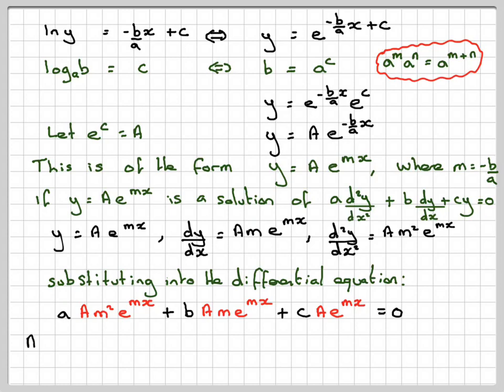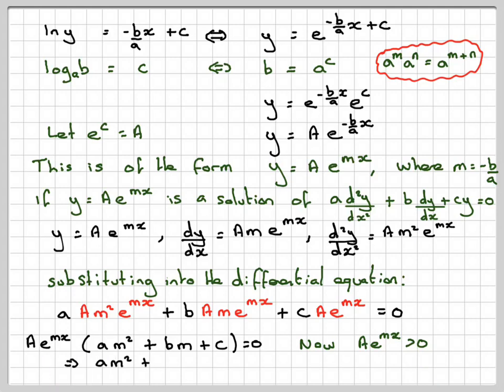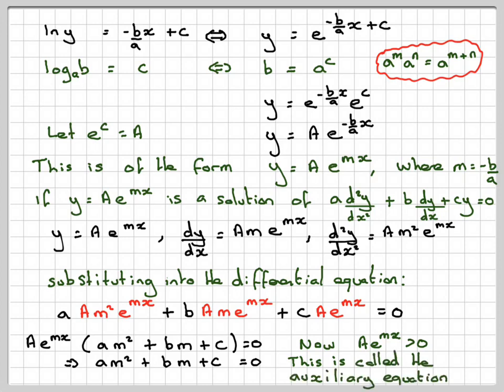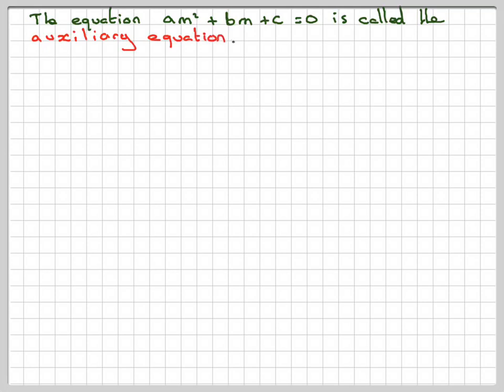Now we have a common factor here of A e to the mx, and we're just going to be left with a m squared plus b m plus c is equal to 0. So either this is equal to 0 or this is equal to 0, but A e to the mx is always positive, so therefore that can never be equal to 0. So therefore it implies that a m squared plus b m plus c is equal to 0. Now this is called the auxiliary equation. So the equation a m squared plus b m plus c is equal to 0 is called the auxiliary equation.